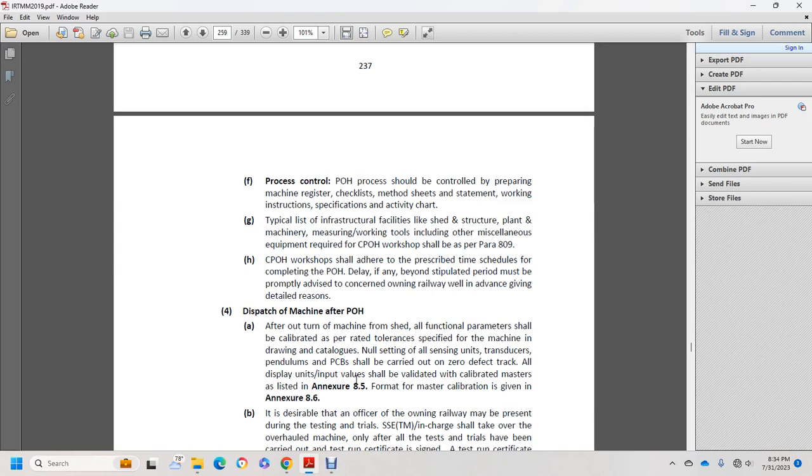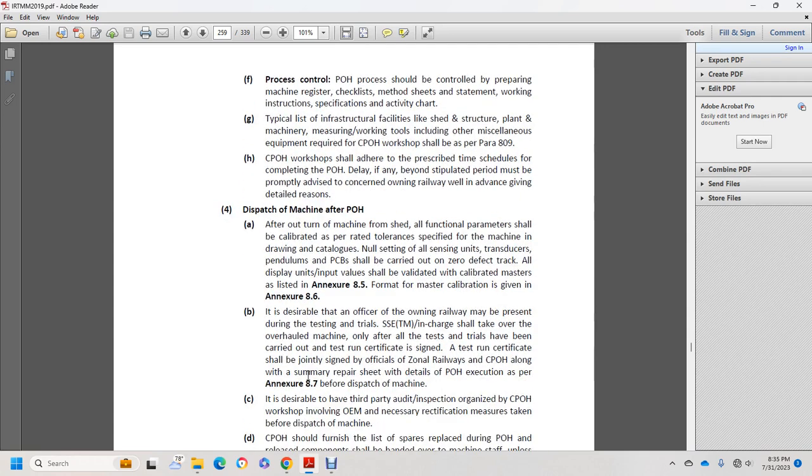After turning out the machine from the shed, all functional parameters should be calibrated as rated, with the tolerance specified for the machine and drawing catalogs. Null settings with all sensing units, transducers, and the potentiometers of the printed circuit board shall be carried out with a zero defect tracker. Display unit input values shall be validated with the calibrated masters listed in Annex D85. Format for master calibration is given in Annex D86.